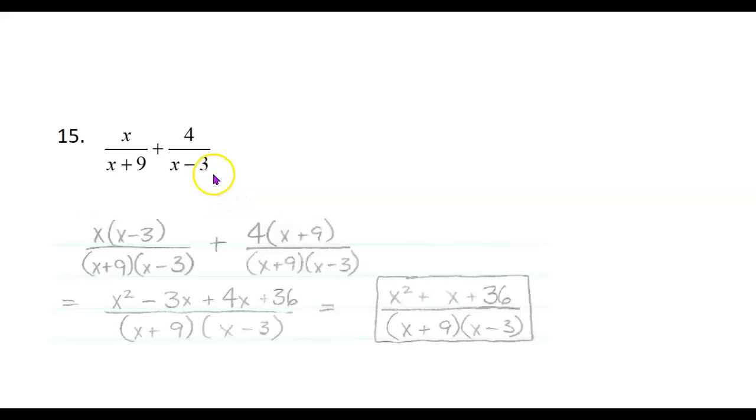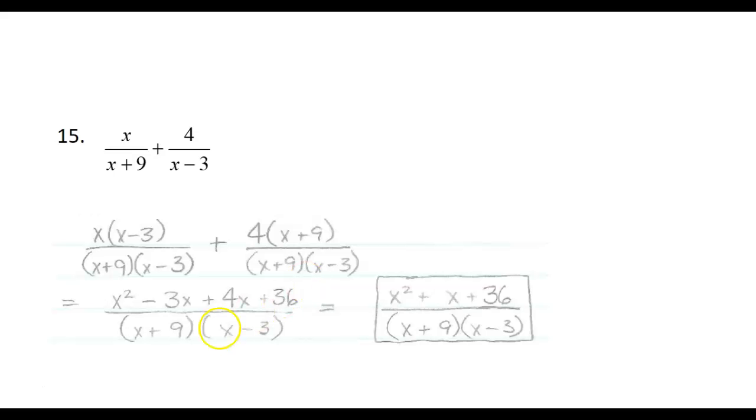So that turns it into something with a denominator of x plus 9 times x minus 3. And then I want the second fraction to also have a denominator of x plus 9 times x minus 3. So I multiply it by x plus 9 on top and on the bottom. So now we got x times x minus 3 over x plus 9 times x minus 3, plus 4 times x plus 9 over x plus 9 times x minus 3.